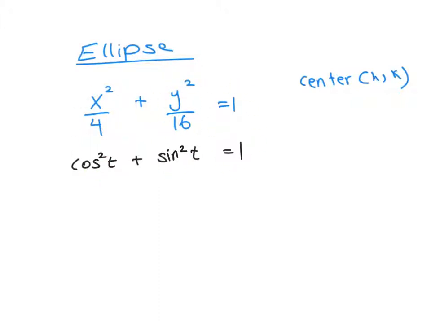So let's set them equal to each other and solve for x. So x squared over 4 is equal to cosine squared t. And y squared over 16 is equal to sine squared t.